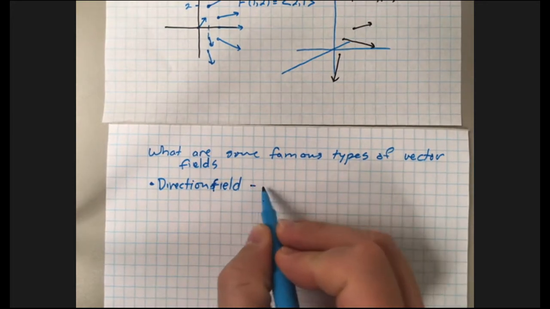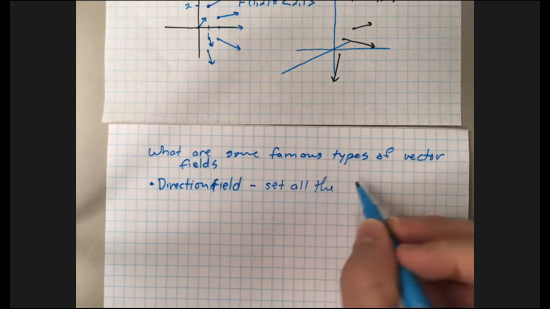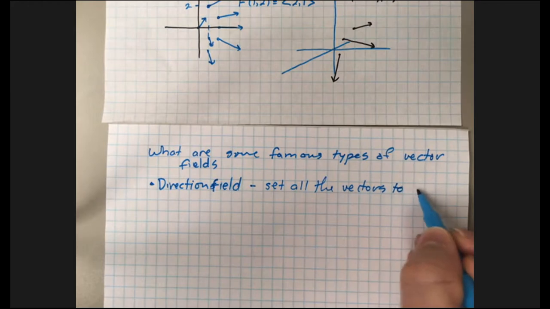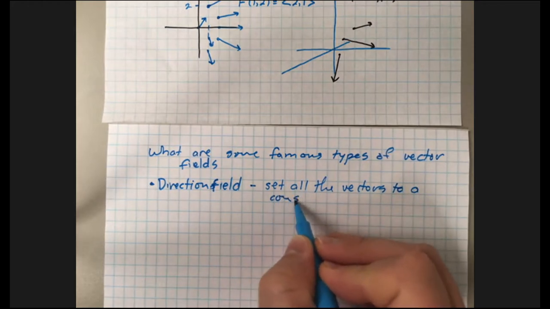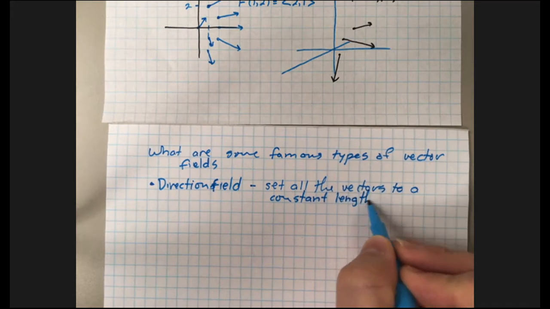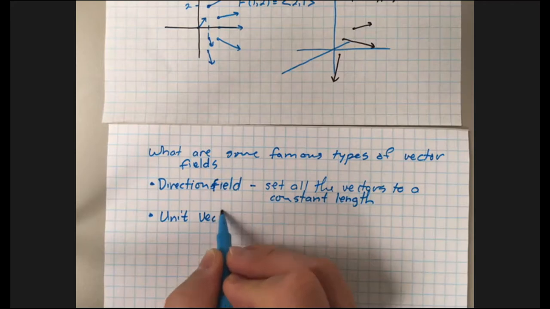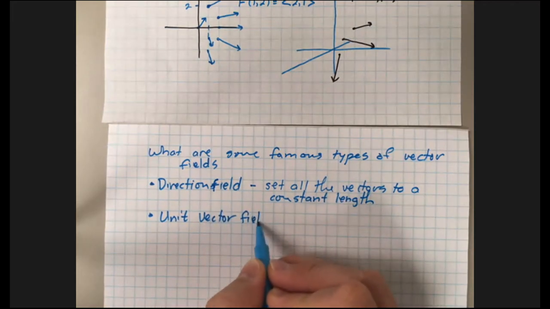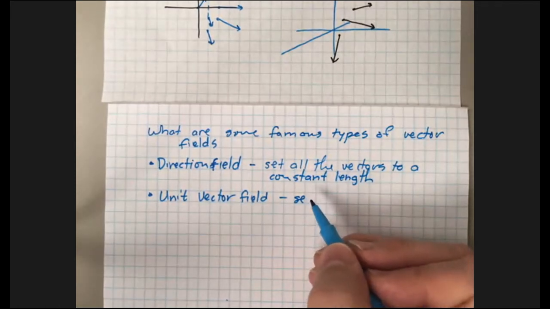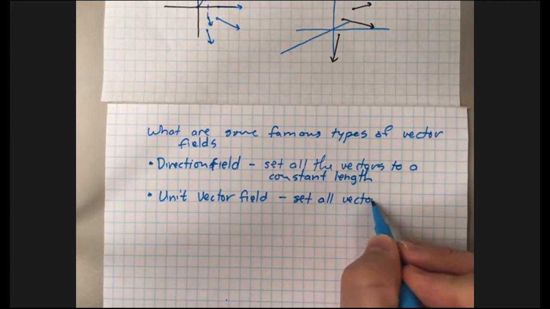Usually you set all the vectors to a constant length. Or a special type could be a unit vector field. Then you set all the vectors to unit length. All the vectors to length one.